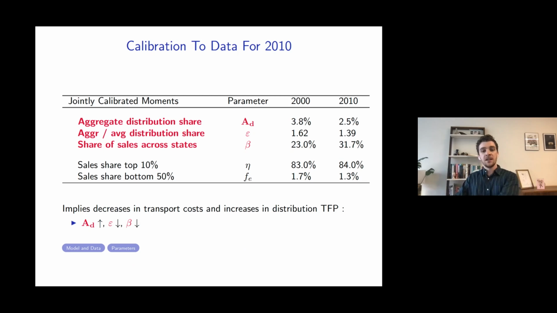When we plug that into the model, we infer that the productivity of the distribution sector increased, AD increased, and epsilon fell. That's because the ratio of aggregate to average fell, and beta fell also. For the fixed costs, we find a decline in the rate at which fixed costs increase with distance.